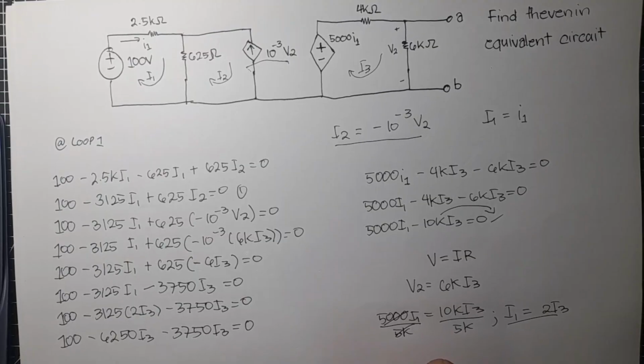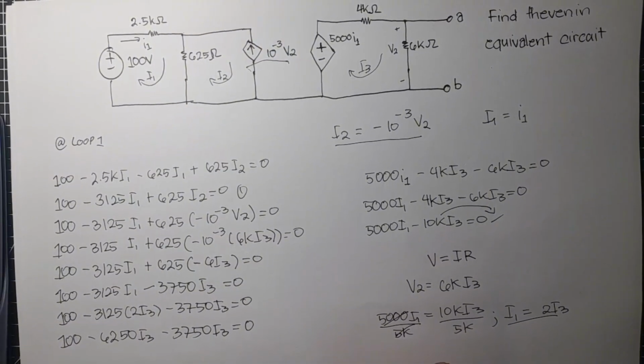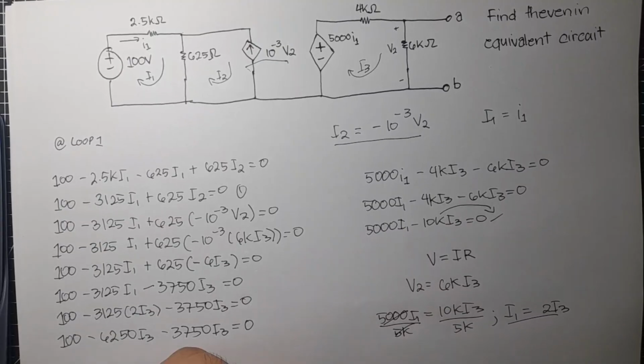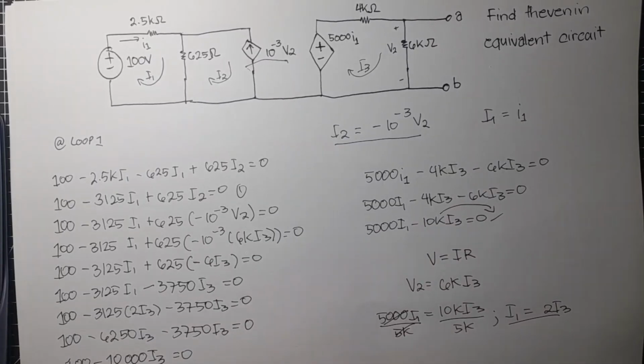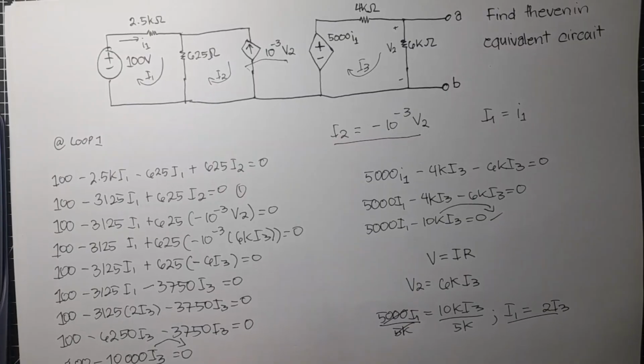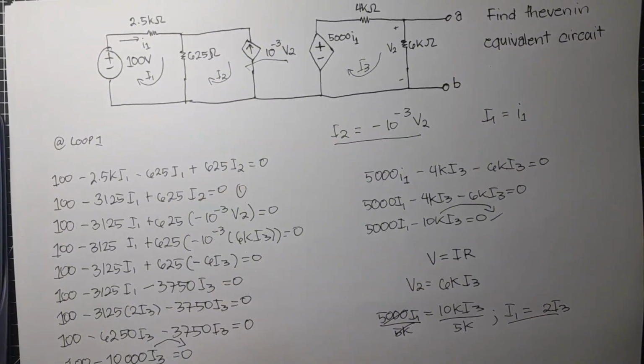So let's simplify further. 6250 minus 3750 gives us 100 minus 10,000 I3 equal to 0. So let's find the I3. Transpose here. 100 equal to 10K I3, divided by 10K, I3.